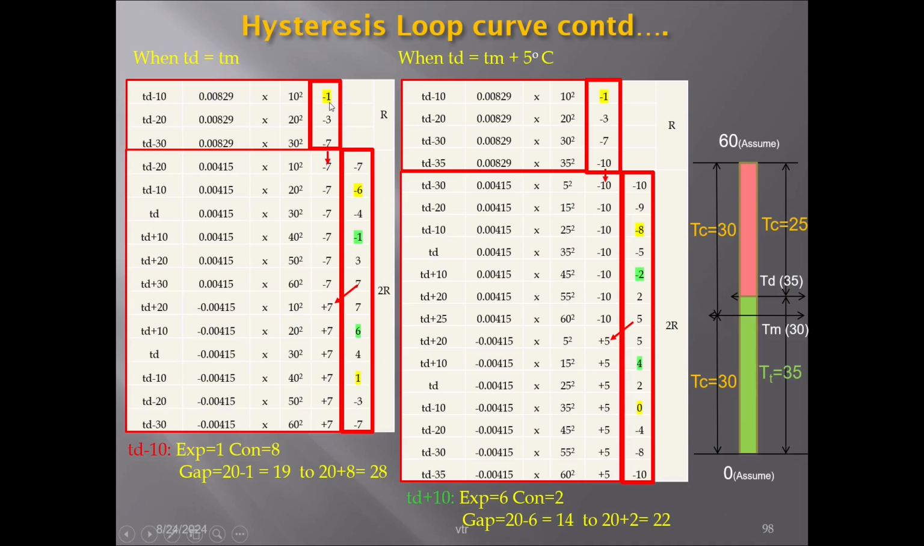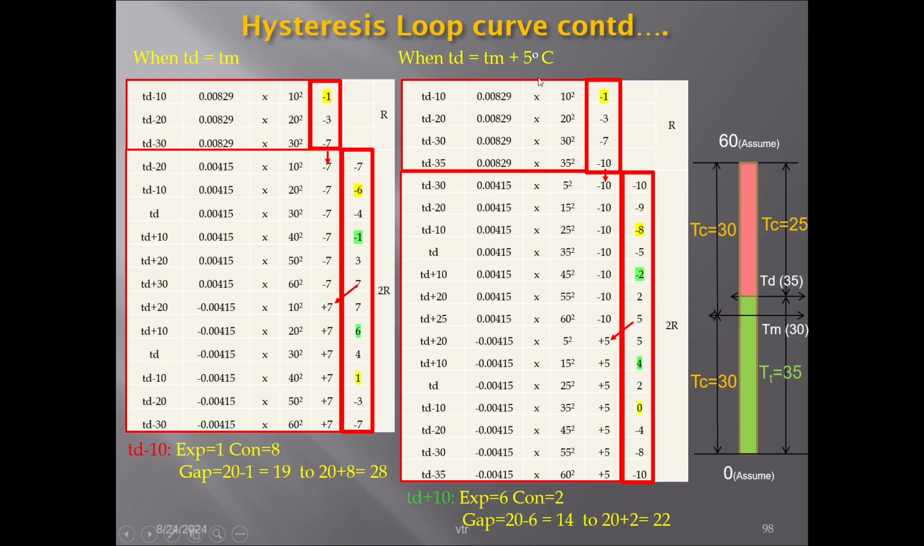This is the expansion or contraction: minus 1, 20 minus 3, minus 30 minus 3, minus 20 minus 7, minus 10 minus 6, and TD it is minus 4, and plus 10 it is minus 1, and plus 23 mm, and plus 37 mm, plus 27 mm, plus 10 6 mm, TD 4 mm, and minus 10 1 mm, and minus 23 mm, and finally minus 30 it is 7 mm. This is your expansion contraction. Plus represents expansion, minus represents contraction.